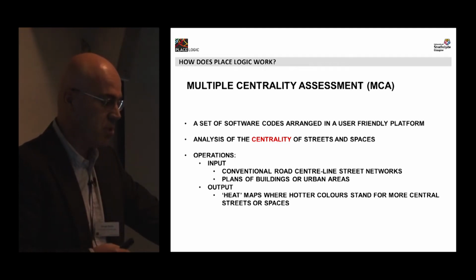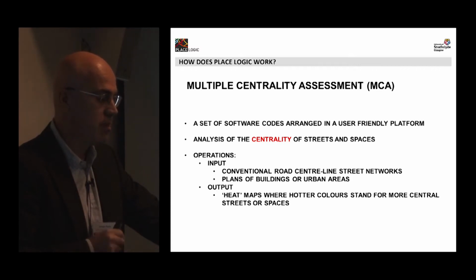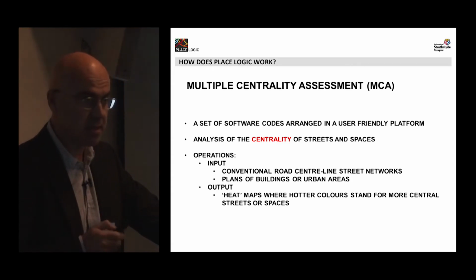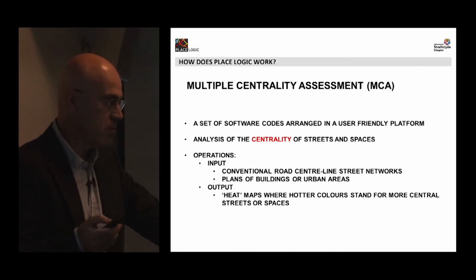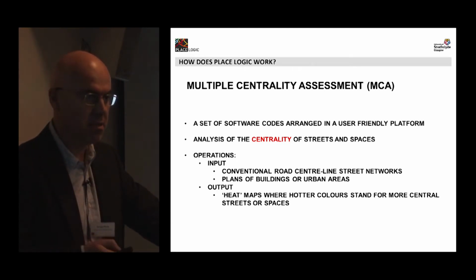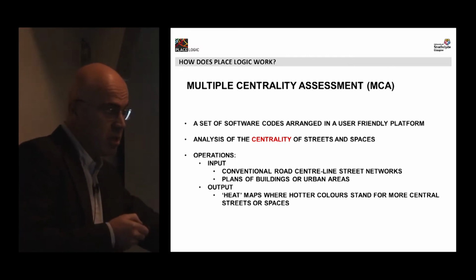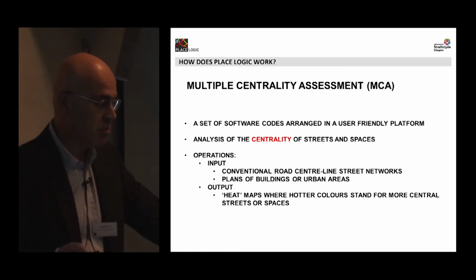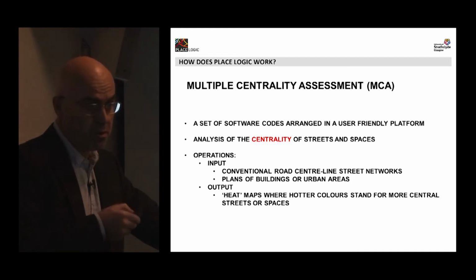How we do that is by inputting into the model two sources of information. One is conventional road center line street networks, and the other is plans of buildings or urban areas. The good thing about these two sources is that they are commonly available everywhere, in every city in the world, and regularly updated in any case. This is exactly the same stuff that traffic engineers and urban planning offices use. And what we produce at the end of the cycle is heat maps, where hotter colors stand for more central streets, or of course more central spaces.